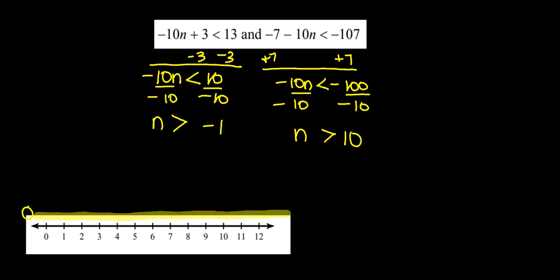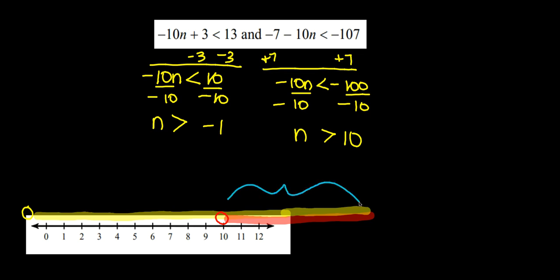I also need to be greater than 10. And to be greater than 10, it's going to be an open circle on 10, and it's going to be shaded in also to the right, like that. So if we think about where this thing is both greater than negative 1 and greater than 10, we're looking for the areas where these colors are overlapping, and that's happening all the way over here.